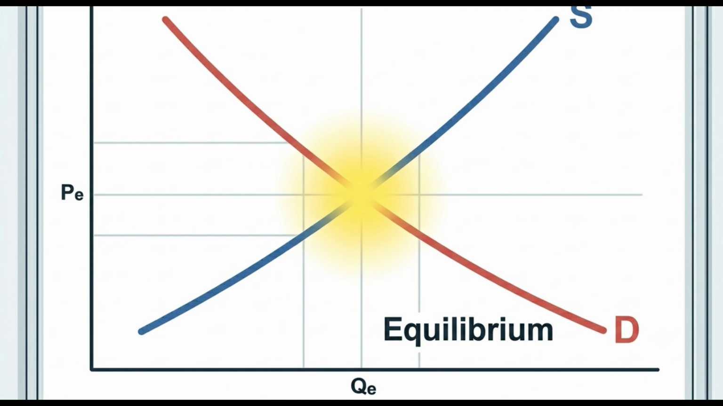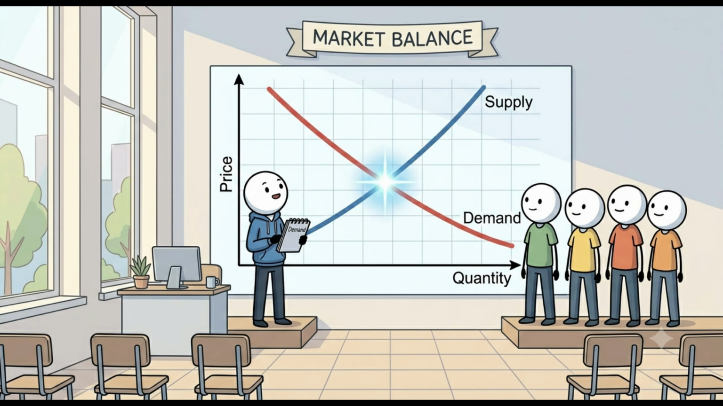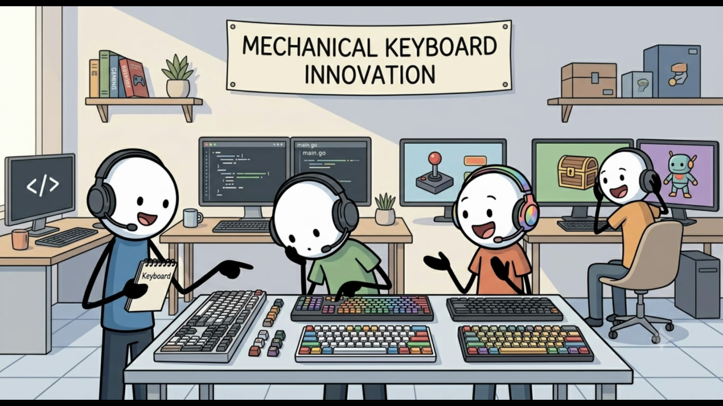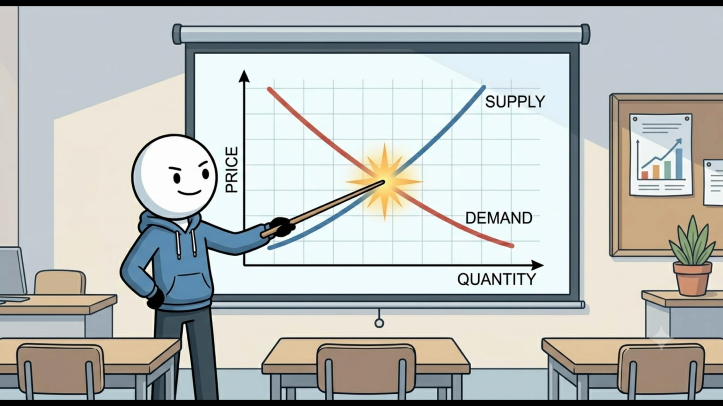According to N. Gregory Mankiw, the term equilibrium describes a situation in which the market price has reached the level where the quantity supplied equals the quantity demanded. To understand finance and economics at Ivy League level, you must master how prices find this magical point and why they stay there until something fundamental changes. Let's return to John and his custom mechanical keyboard business.